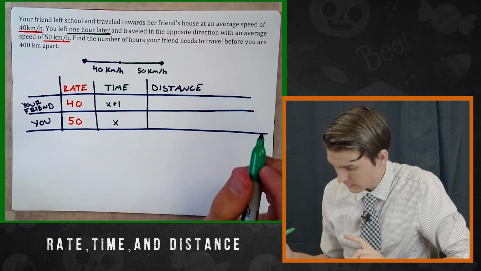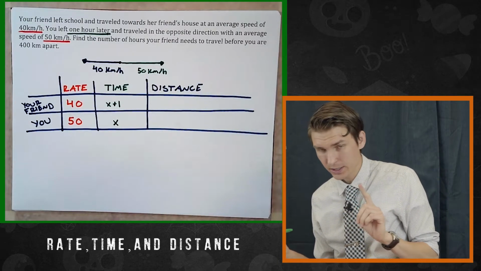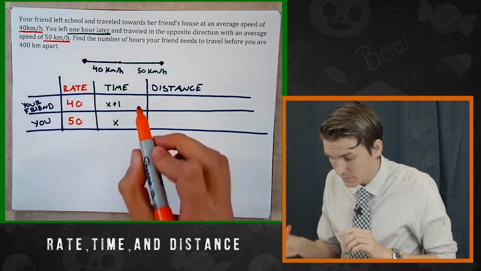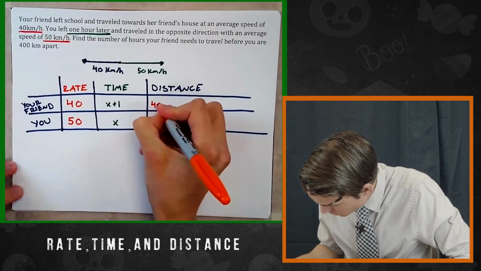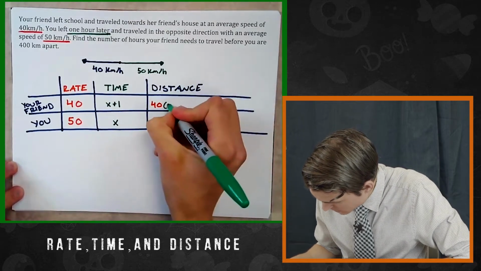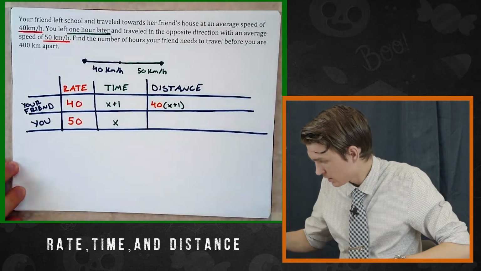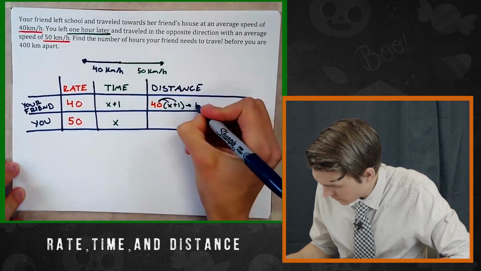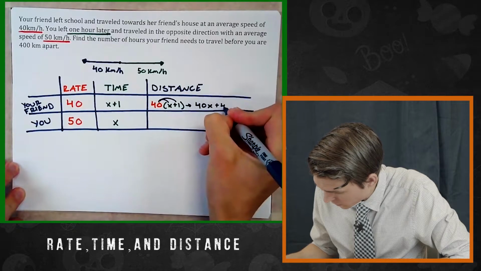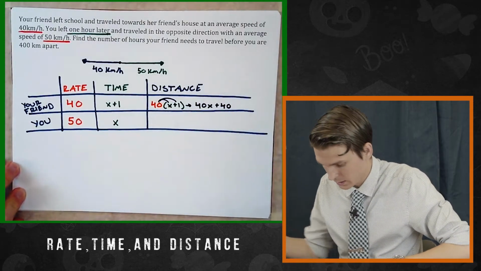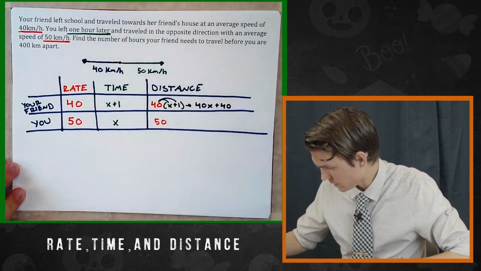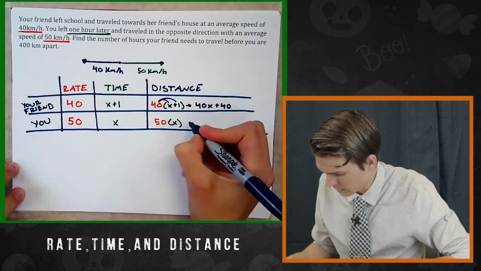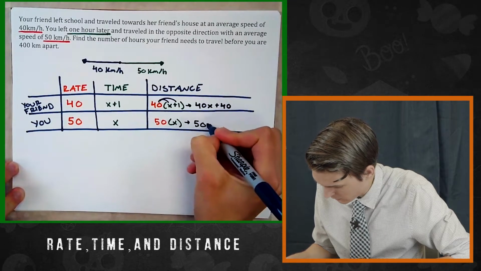Distance. Okay, different from the other one, right? Distances may not be the same in this case. However, the relationship that rate times time equals distance is still true. So 40 times x plus 1 should give us the distance representation: 40x plus 40. And then here, 50 times time of x. Again, a little bit nicer in this case of just being 50x.